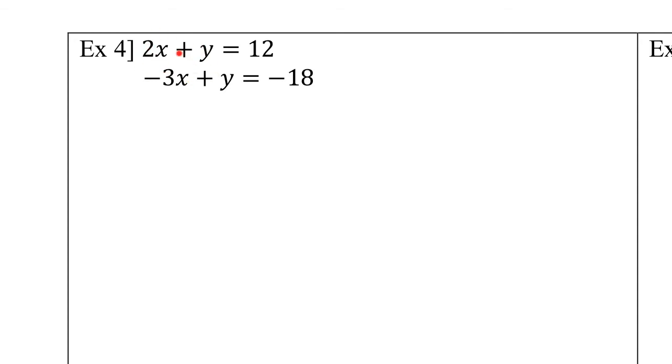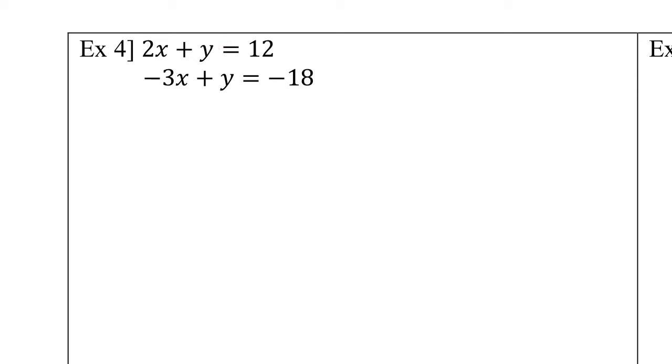So let's look at our x's. So I have 2 and a 3. I do have a positive and a negative, but I would have to try to make 2 and 3 the same number. Well, the only multiple that 2 and 3 share is a 6. So that means I would have to multiply the top by some number and the bottom by a number. That's a lot of multiplying. Let's look at the y's.